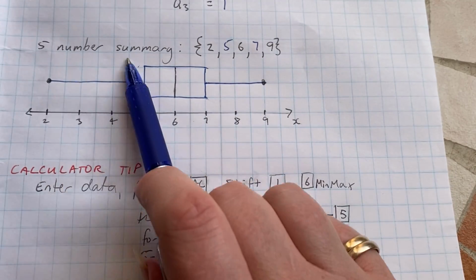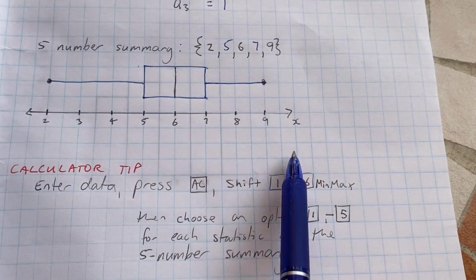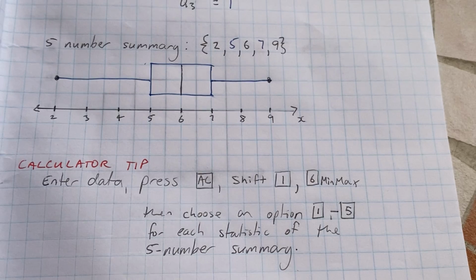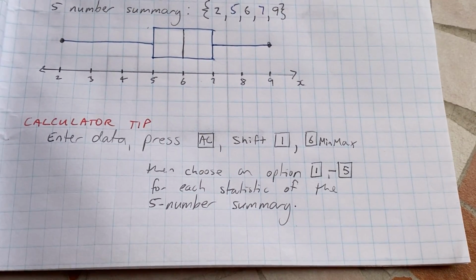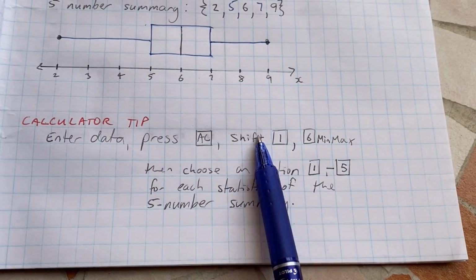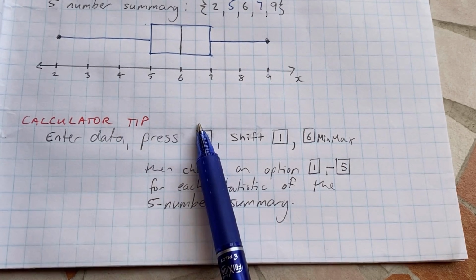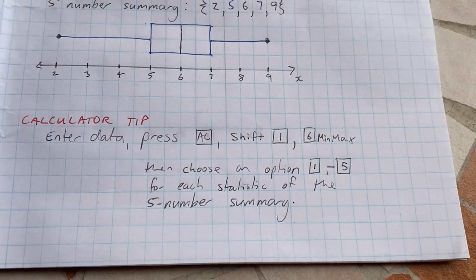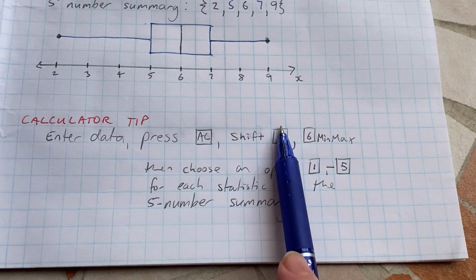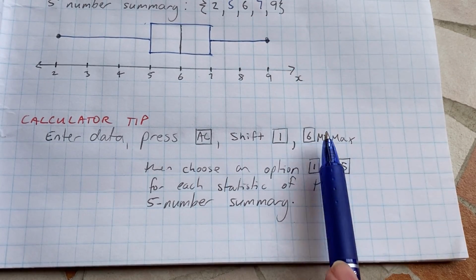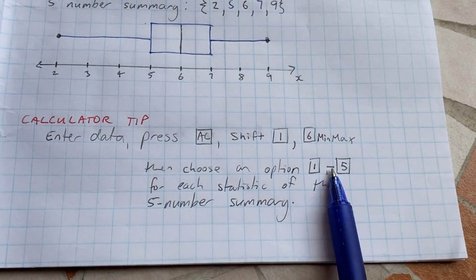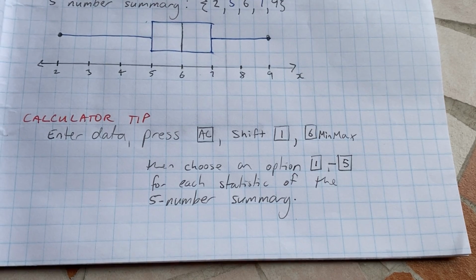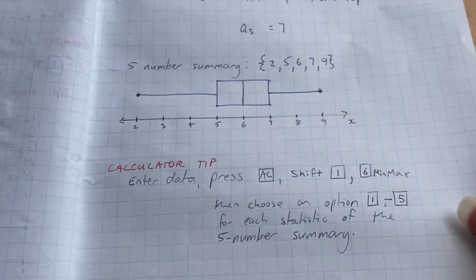It's got a longer length down here, but it's fairly symmetrical. Now just a calculator tip, you can find your 5-number summary in your calculator. Once the data's in and you've pressed AC, shift 1 for statistics, and then 6 says min and max. You can choose any option from 1 to 5 depending on which one of those statistics you want to find.